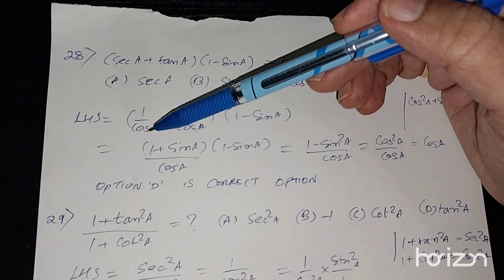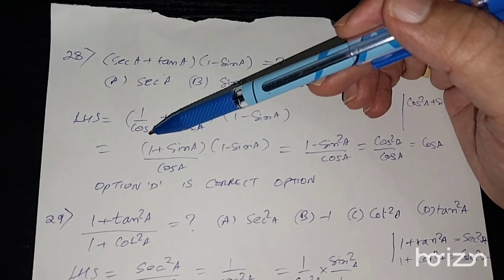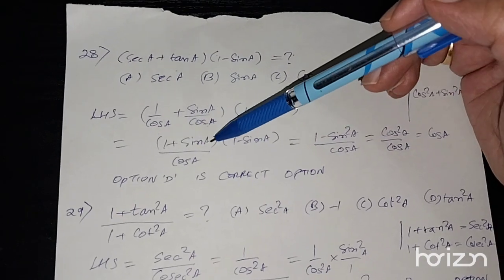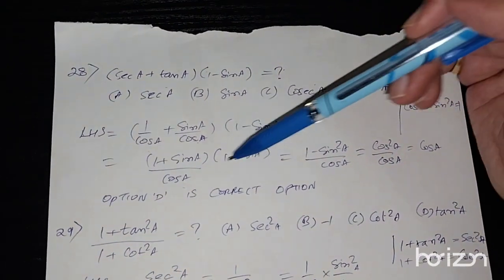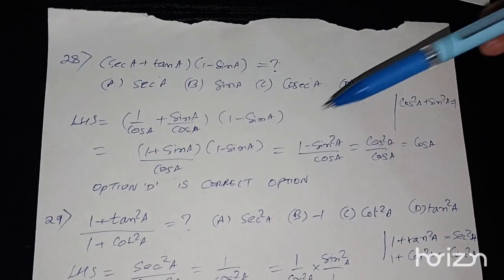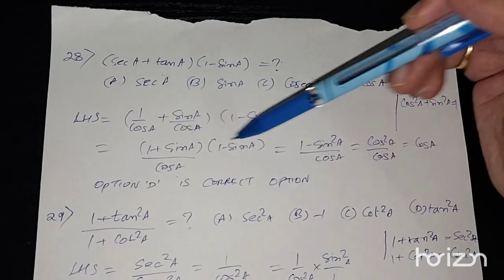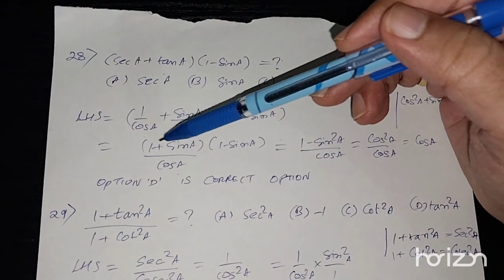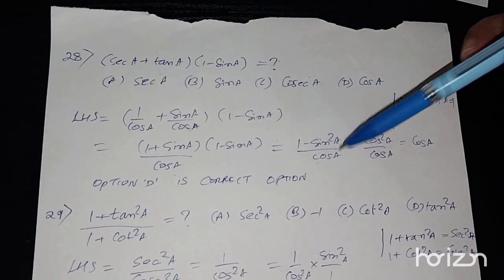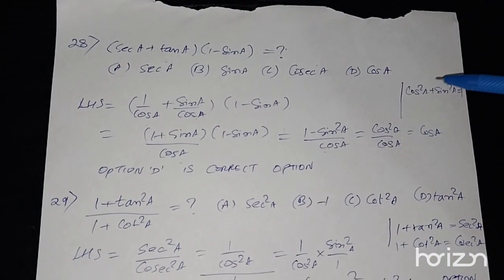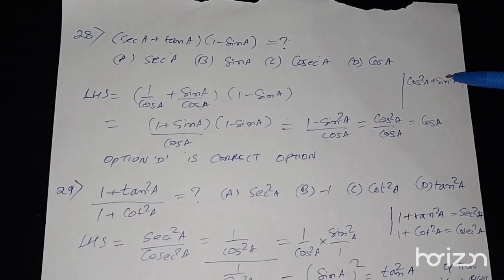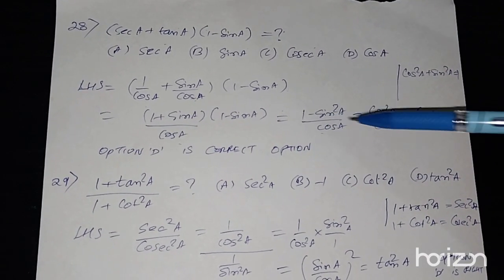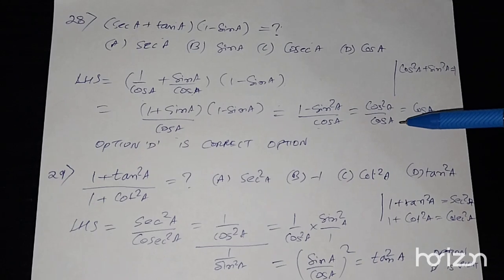Okay. Now look at this. Cos a and cos a in the denominator. So it is okay to add these up. So we get 1 plus sine a divided by cos a, and this bracket remains as is, 1 minus sine a. Now remember, this is a plus b into a minus b. What do you get? A squared minus b squared. So we are getting 1 minus sine squared a divided by cos a. But remember, cos squared a plus sine squared a equal to 1. So if you take this sine squared a to the other side, you will get cos squared a, right? So 1 minus sine squared a is cos squared a divided by cos a.